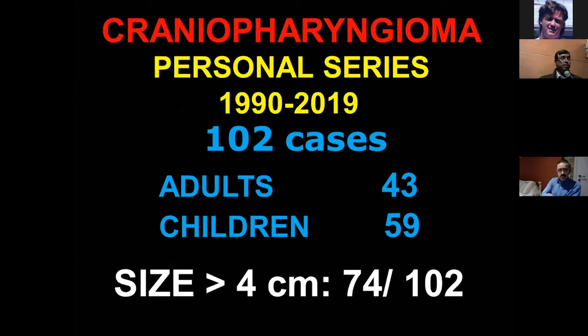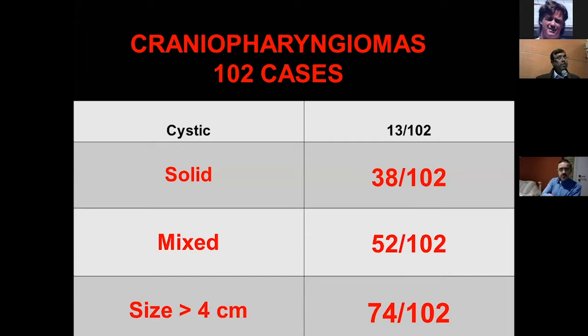I have 102 cases because I accept the challenge of treating these cases that are referred to me from the Arab world. Mostly in children, and the disaster is that they have giant size. Solid, 38. Mixed, 52. Simple cystic, 13. Size of 4 or above 4 is 74. And here they are. These are real giant craniopharyngiomas. That's why I have this collection, because I accept to take the risk and the challenge of treating these cases, not to be a mediocre surgeon doing biopsy and radiotherapy.